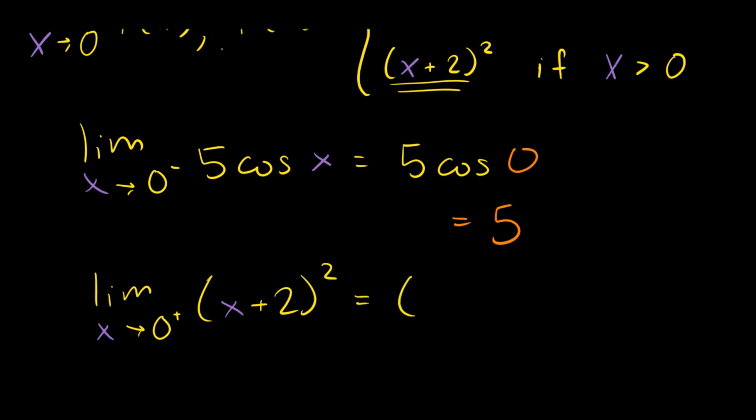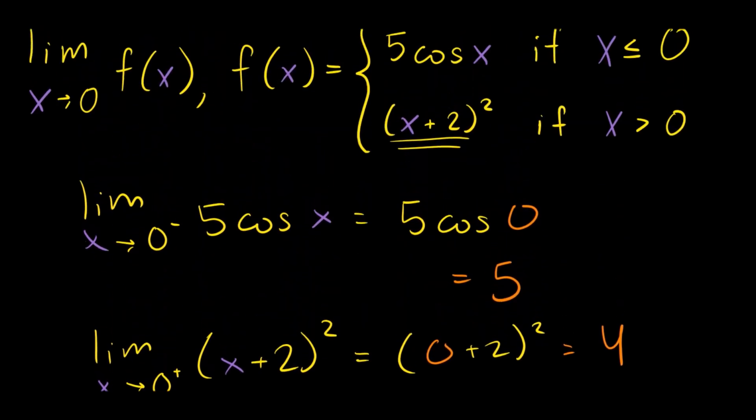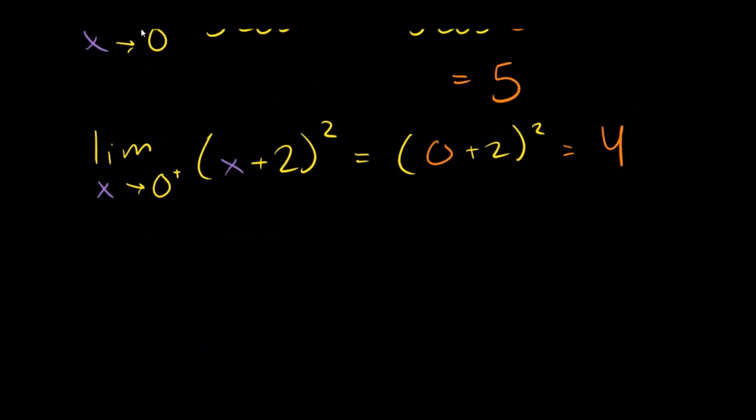So when we do, we get that 0, then we add the 2 that we had before, and we square all that. And 2 plus 0 is just 2, and 2 squared is 4. So we see here that our left side limit is equal to 5, but our right side limit is equal to 4 when we approach 0. So therefore, our final limit does not exist. So that shall be our final answer right here.